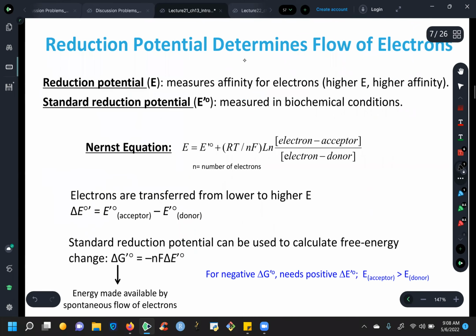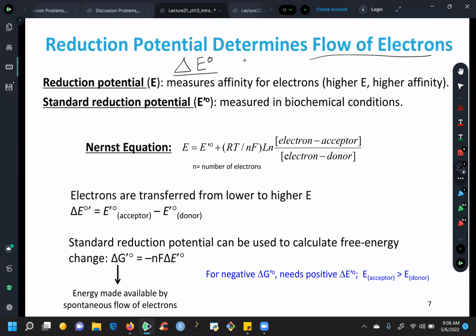Reduction potential determines the flow of electrons. If you remember the reduction potential values, whatever your value is determines where the electron is going. So always figure out who is more positive and who is more negative, and make sure the electron goes towards the positive. Reduction potential measures the affinity for electrons. That's just like the love of electrons. The more positive you are, the more you love those electrons. Higher reduction potential is higher affinity.